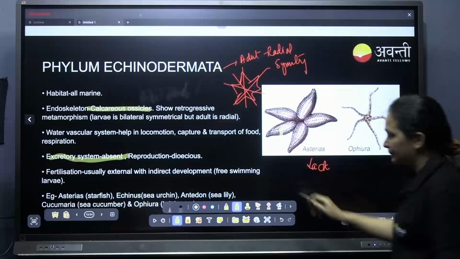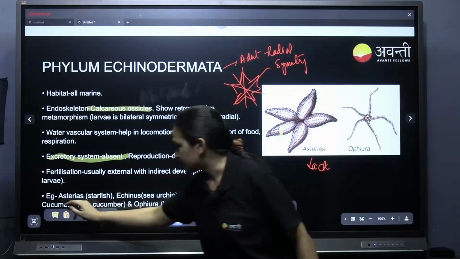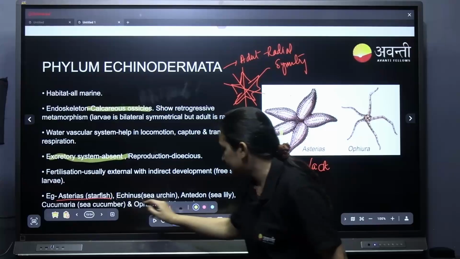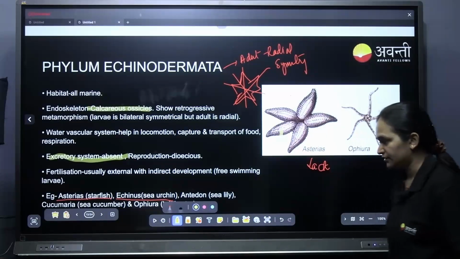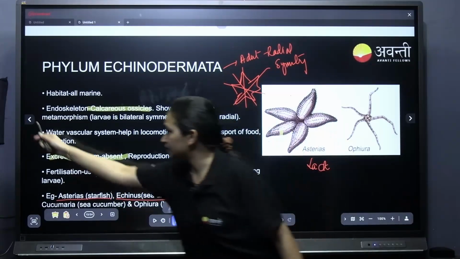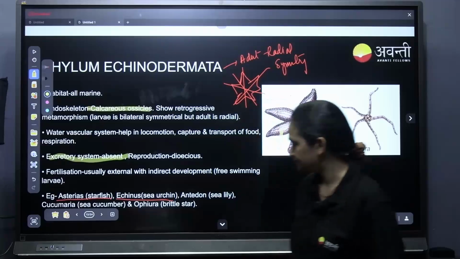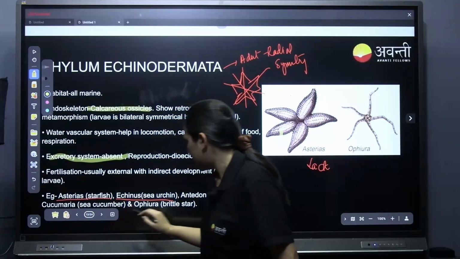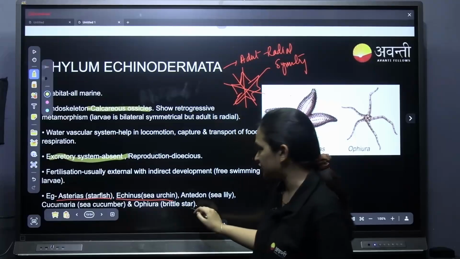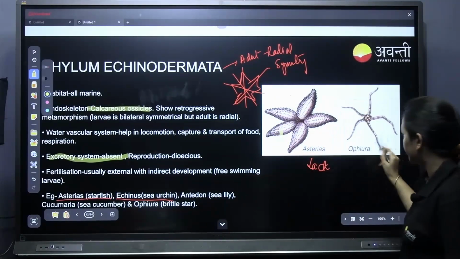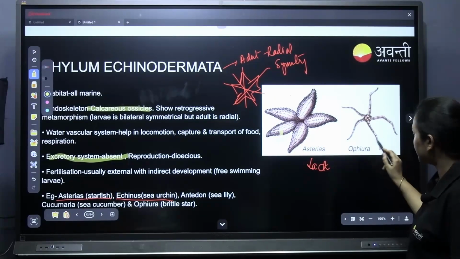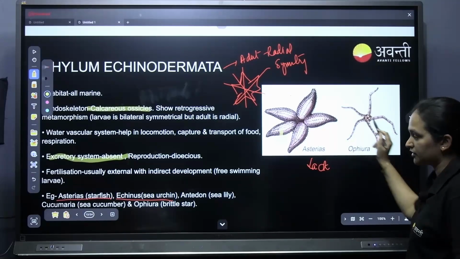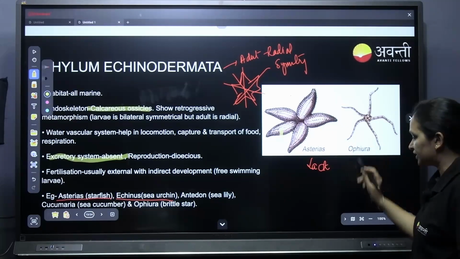This has become important. Asterias is a starfish, and Echinus is a sea urchin. These two examples are very, very important. And Cucumaria is sea cucumber, and Ophiura is a brittle star. This is starfish and this is brittle star. This becomes important.